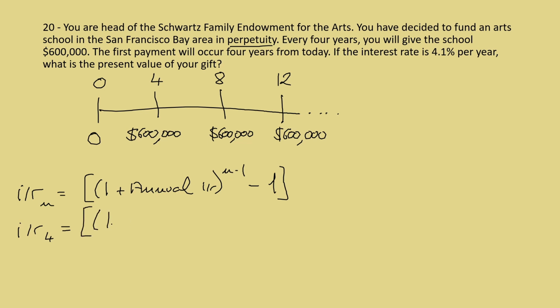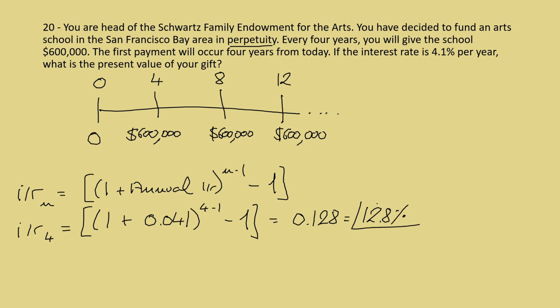Then we have the same formula. So 1 plus, then we know the annual interest rate is 4.1%. So in decimal places, this gives us 0.041. And then n minus 1. So 4 minus 1. And the whole thing minus 1. Right, if you plug this into your calculator, you should get 0.128, which is 12.8%. So this is the interest rate every 4 years. Right, now we have everything we need to calculate the present value of the perpetuity.